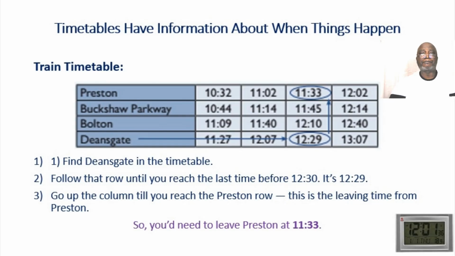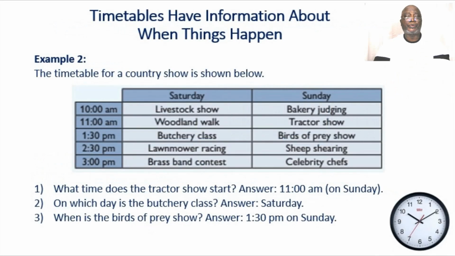to Deansgate. Let's look at example 2. This is a little bit of a brain teaser. The timetable for a country show is shown below. And the show is obviously at weekends, Saturday and Sunday. At the top there you see the column headers. And then on the left you see the times for each show. There are 5 shows each day. And then you see the description of the shows.